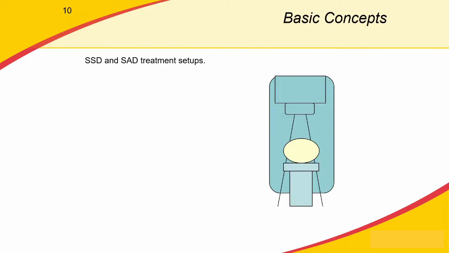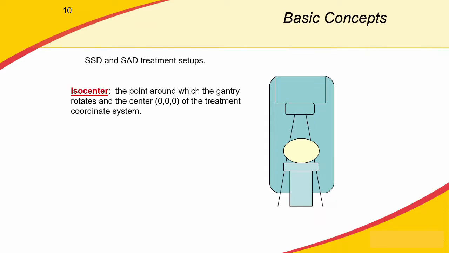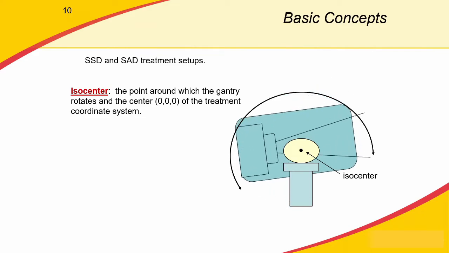Okay, let's talk about treatment setup. Treatment setups fall into two main categories, the SSD setup and the SAD setup, and we'll define those in just a moment. But it's important to know that everything for treatment setup and treatment delivery is designed and based on the isocenter of the treatment system. What is isocenter, you say? Well, it's the point in space around which the gantry rotates. It is the origin point of your coordinate system.